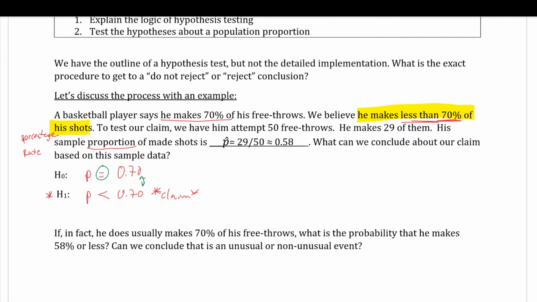If in fact he does actually make 70% of his free throws, in this case he made 58%, but he typically makes 70% according to him, right? So if in fact that's true, what would be the probability that he makes 58% or less? Yeah, there's a possibility that it'll be less than 70% on any given day, but what's the probability that he actually made 58% or less? And if we come up with that probability, can we conclude that this is an unusual or a non-unusual event?